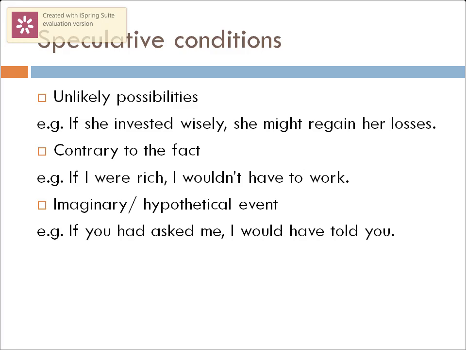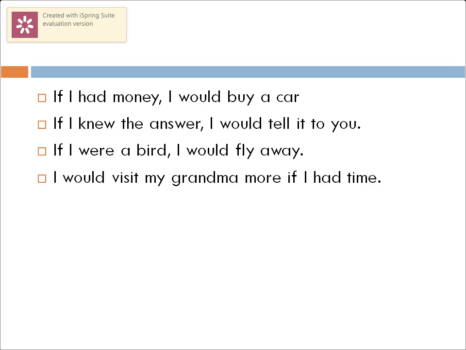Or it can also be used to talk about imaginary or hypothetical events, like if you had asked me, I would have told you. Now that means you didn't ask me in the past and I did not tell you in the past. So these are some imaginary or hypothetical events which will never happen. So speculative conditions can talk about all these three categories. Okay, now let's look at a group of sentences which talk about one of these speculative conditional sentences.